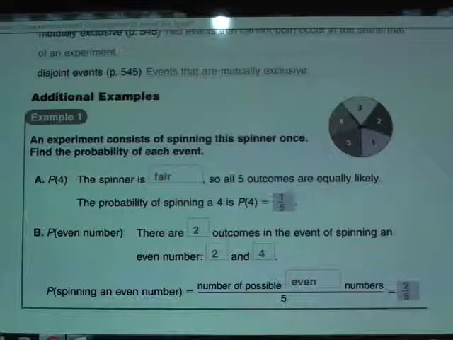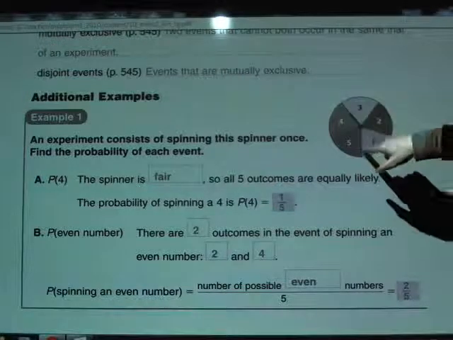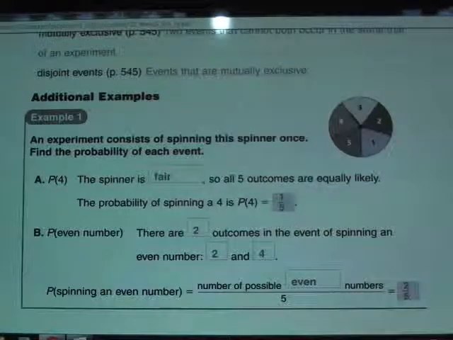But theoretical is just based on looking at this thing, not actually trying it. Well, as you can see, there's one thing that's 4, and there's 5 total sectors. So the probability is going to be 1 out of 5. Notice they note what I talked about in the beginning, that the spinner is fair, meaning that all the sectors are of the same size, with all 5 outcomes being equally likely.